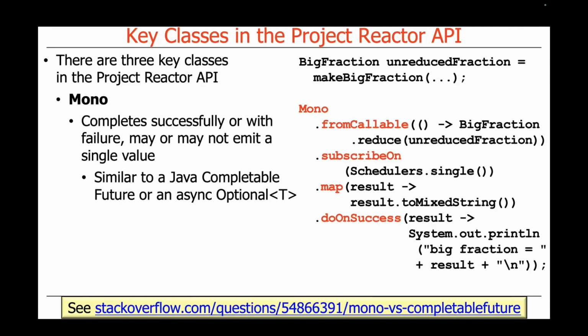And here's an example that illustrates how you can take a factory method called fromCallable, which we'll talk about, and you can take an unreduced BigFraction and then reduce it in a background thread using the subscribeOn method. Then in that background thread, you can take that reduced BigFraction and convert it to a mixed string, converting an improper fraction to a mixed fraction using map, and then you can use the doOnSuccess action operator to print the results. So one return value here can run asynchronously, and may or may not return a value depending on various things.